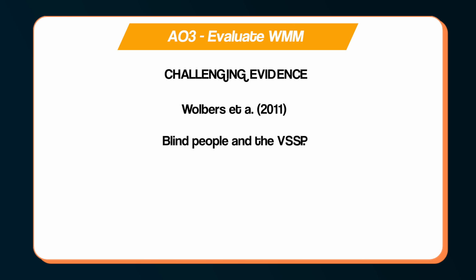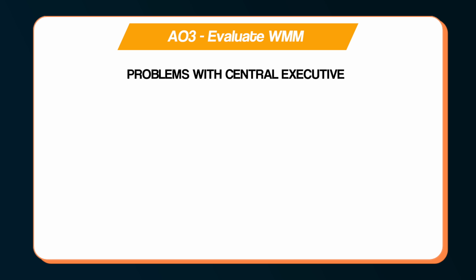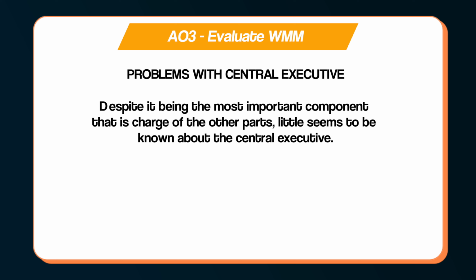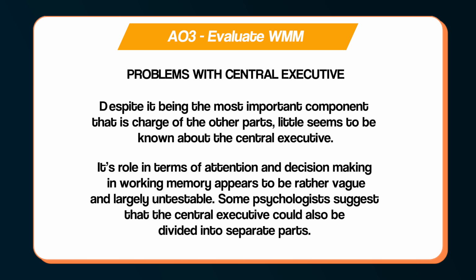In 2011 with blind people and the visuospatial sketchpad, or as I'm going to put here, problems with the central executive. Despite it being the most important component that is in charge of the other parts, little seems to be known about the central executive. Its role in terms of attention and decision-making in working memory appears to be rather vague and largely untestable. And some psychologists have suggested that the central executive could also be divided up into separate parts.